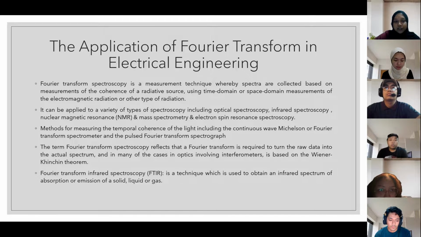The term Fourier transform spectroscopy reflects that a Fourier transform is required to turn the raw data into the actual spectrum, and in many cases in optics involving interferometers, it is based on the Wiener-Khinchin theorem. Fourier transform infrared spectroscopy (FTIR) is a technique which is used to obtain an infrared spectrum of absorption or emission of a solid, liquid, or gas.